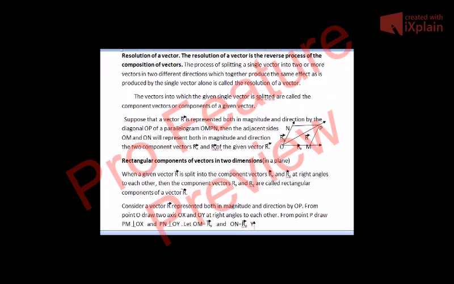Today I have prepared a class for class 11th, and so far we have completed kinematics up to relative velocity, determination of relative velocity. And our today's topic is resolution of a vector. We have already discussed the composition of vectors, and today we will try to explain what is resolution of a vector.